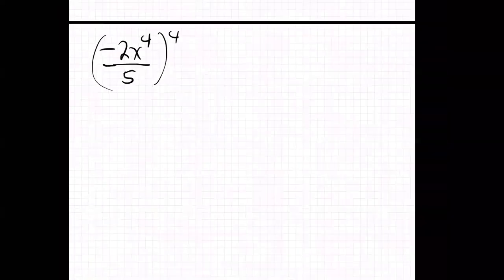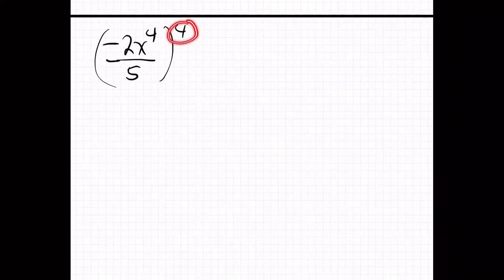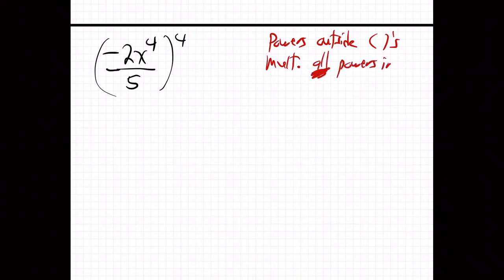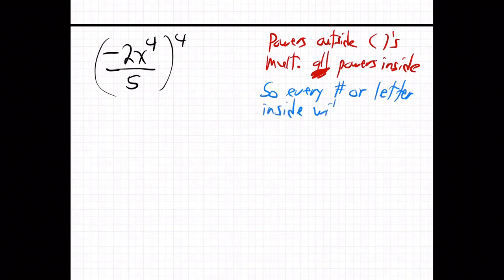Okay, so on this question, we have a power outside parentheses. So what do we do with powers outside parentheses? Powers outside parentheses multiply all powers inside. That's an important word there. Which means every number or letter inside without a power showing must be given a one.